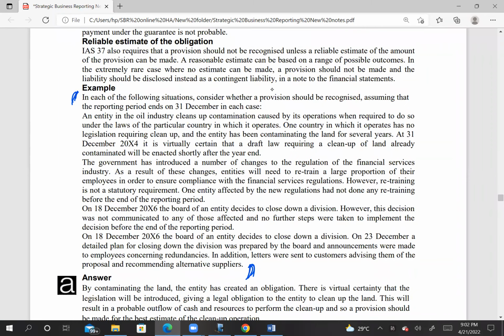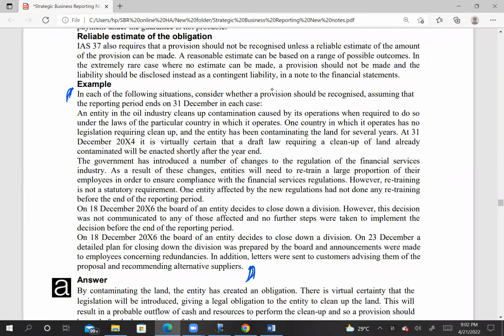And these are exam style case studies. This is a style in which the topics will be tested in SBR. Please read the case study.